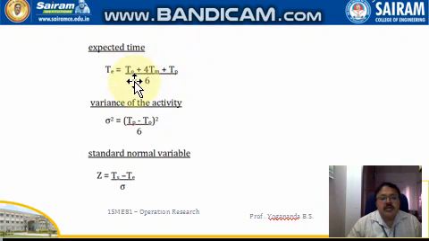So the formula used here will be taken and the expected time calculated, and the variance of the activity, sigma square, is given as ((TP - TO) / 6) squared, and the standard normal variable Z is equal to (TS - TE) / sigma. TS is the scheduled time, TE is the expected time, and sigma is the standard deviation.